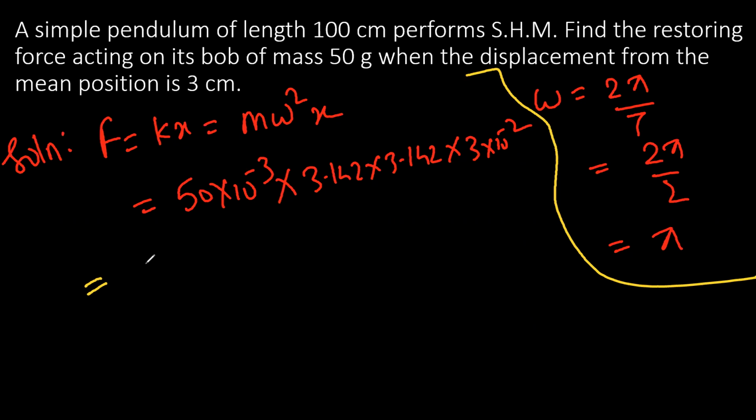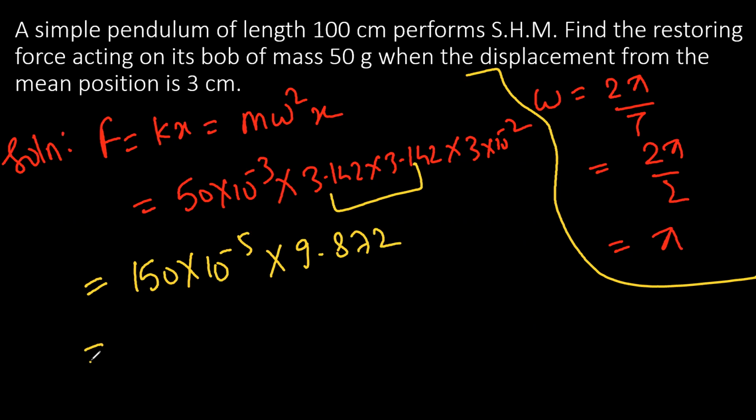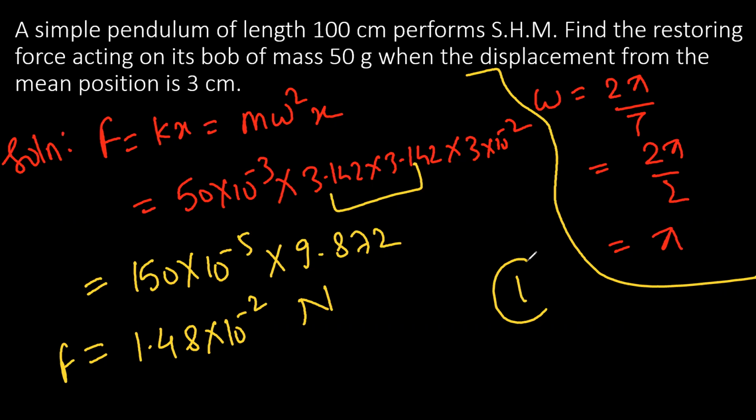So if 50 into 3, this will become 150. So 150 into 10 raised to minus 5 into 9.87. So if you multiply all the things, the answer is 1.48 into 10 raised to minus 2. So this is a force. The force is always in Newton. So 1.48 into 10 raised to minus 2 Newton. This is the answer. Simple. This is for the 1 mark. Yes, sir.